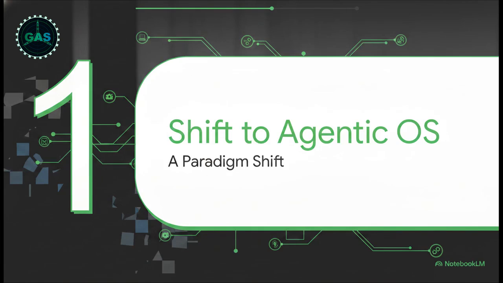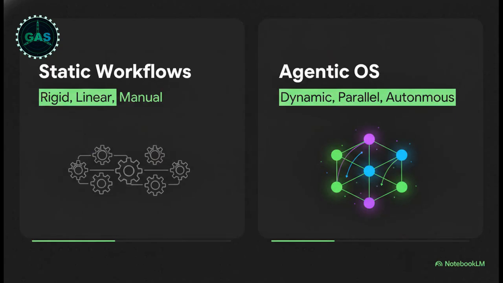Starting off with Section 1, the shift to Agentic OS, which really is a total paradigm shift. Not too long ago, traditional workflow builders totally dominated the landscape. You had to construct every single scenario node by node. For example, if you got a new lead in your CRM, you had to set a super strict static rule just to update an email. But an Agentic OS fundamentally changes this entire process.